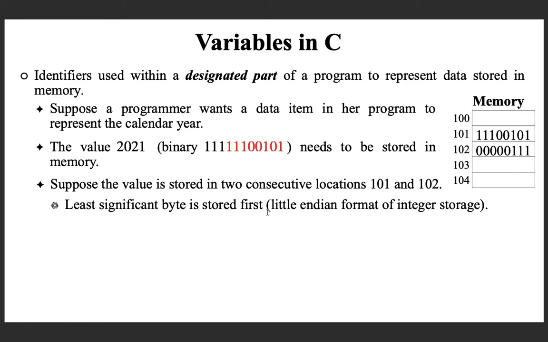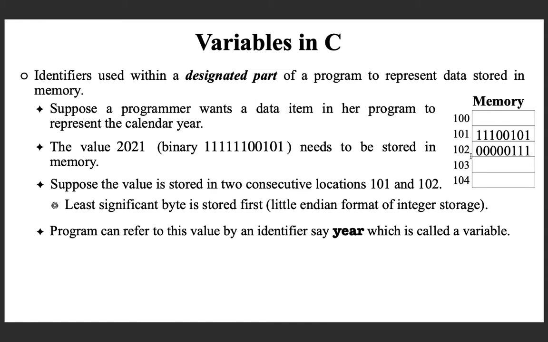This type of storage for integers is called the little endian format of integer storage. You don't have to remember all these things, but there are 2 bytes, the least significant byte is stored first, then only 3 bits remain, and all the other 5 bits are set as 0.